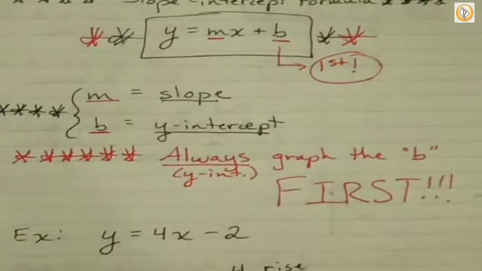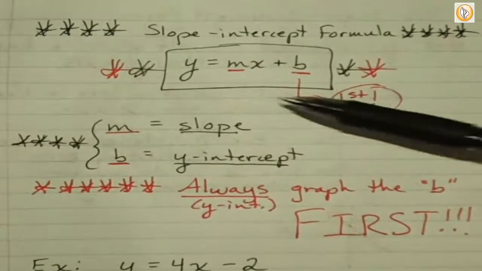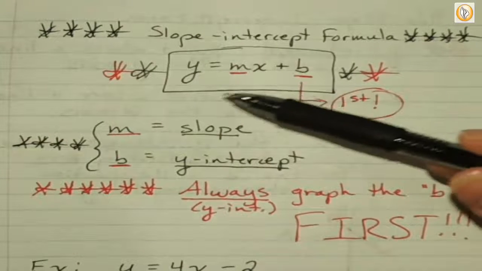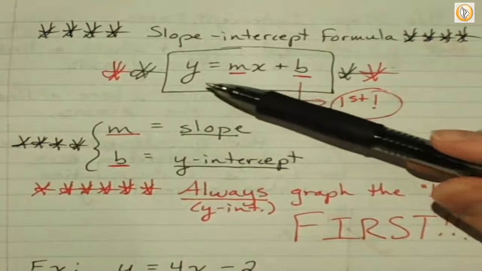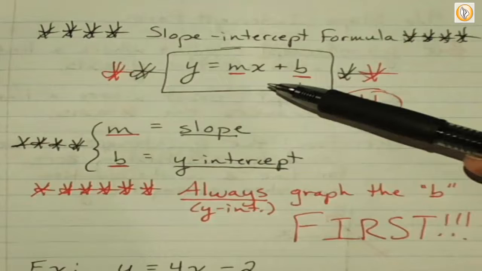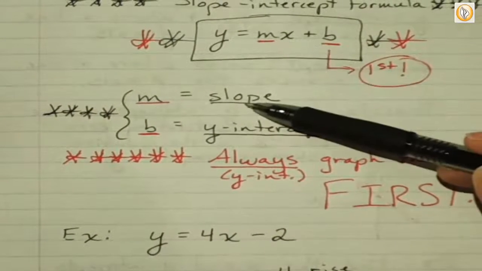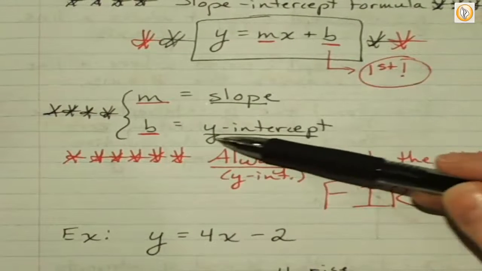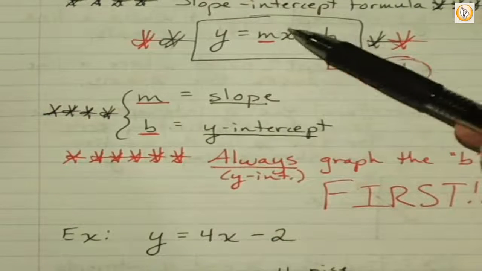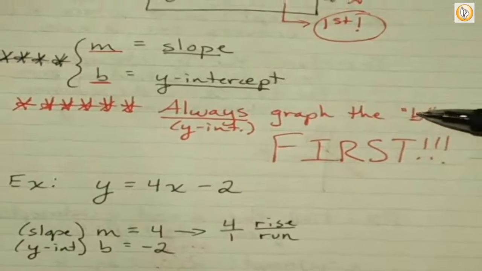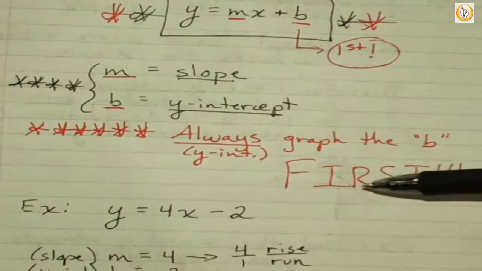Okay, the formula that you need to have imprinted in your brain to be able to graph anything is y equals mx plus b. Slope-intercept formula, y equals mx plus b. We learned this morning that the slope is m and the y-intercept is b. That stuff you will have to have memorized. Always graph the b, the y-intercept, first.